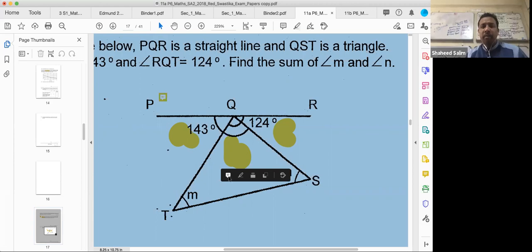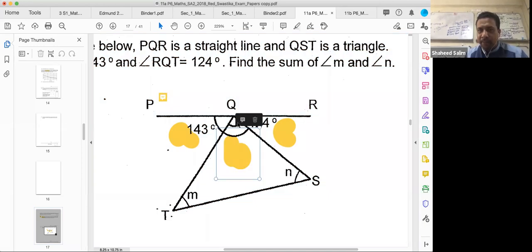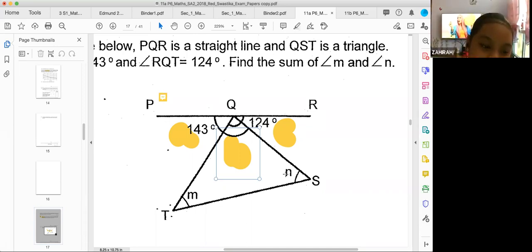Yes, correct. So you take 180 minus 143, get 37 down here. Then take 124 minus 37, you get 87 down here. 180 minus 87 gets 93 for M and N. Because the triangle all equals 180.